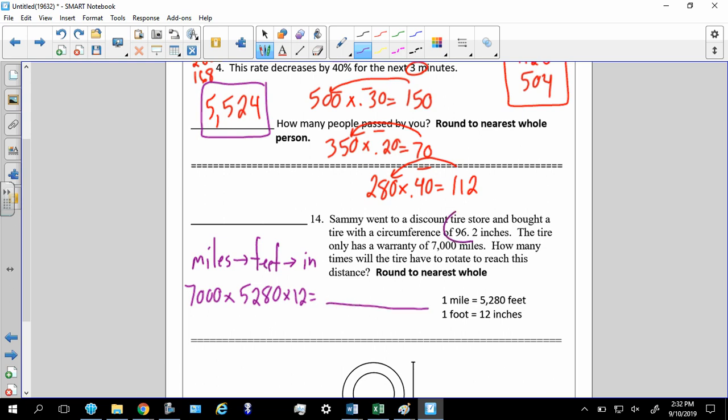Every time the tire rotates, you go 96.2 inches. So how many times does the tire have to go around and around and around? Well, divide by 96.2, and we'll figure it out. 4,610,395 times.